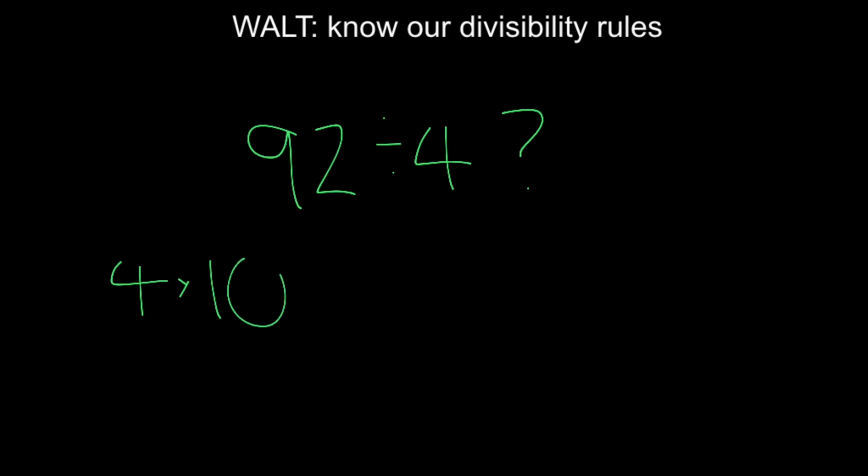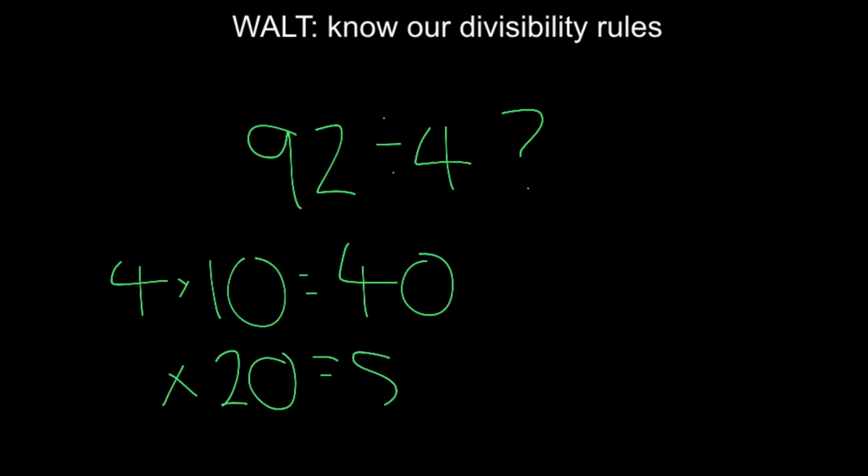Now, slightly trickier, is 92 divisible by 4? Same thing again. We're going to use our times 10, or 10 times table, so we're going to go 4 times 10 equals 40, right? We times it by 20, what number do we get? Yeah, that's right, we're going to double it. Double 40, you get 80. So now we know that 80 is definitely divisible by 4.